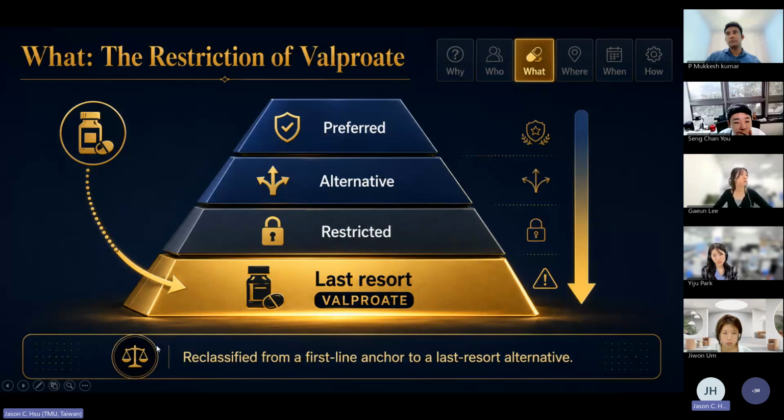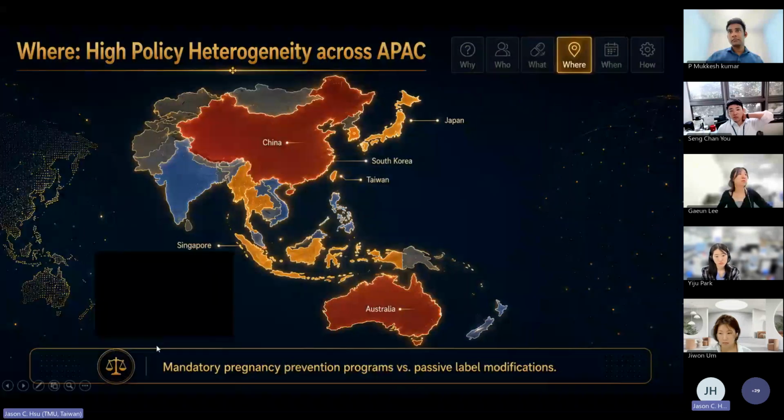Okay, and also the clinical guidelines now tell us that only when all other anti-seizure medications have failed or are completely intolerable can clinicians prescribe Fabric. It has transformed from the clinical first choice to the reluctant last resort. Next is about the where.